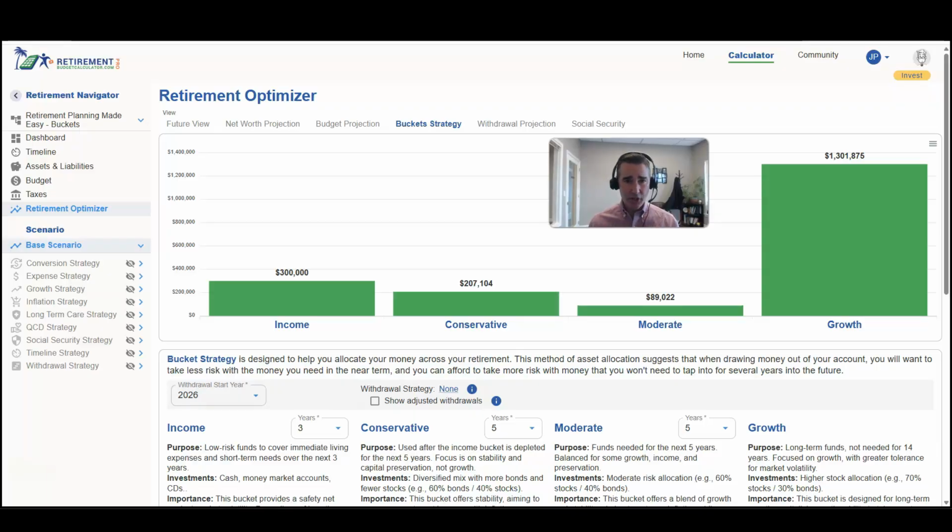We're in the retirement budget calculator, and this is the retirement optimizer section. Up here, you'll notice here's the future view, and here's the bucket strategy. And the first thing that this tells us is how much money we need in each bucket. And so you'll notice it says $300,000 is in our income bucket. Well, how did we come up with that number?